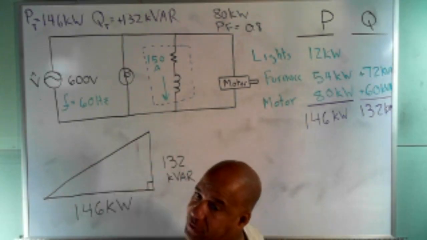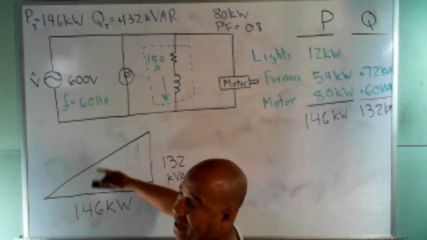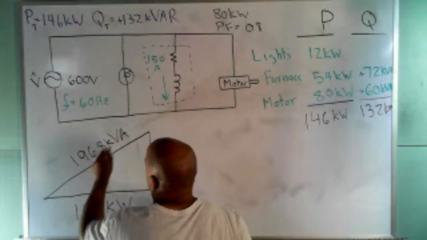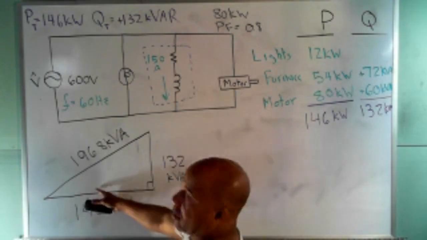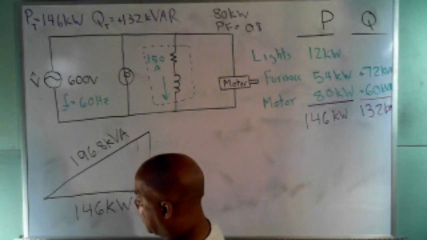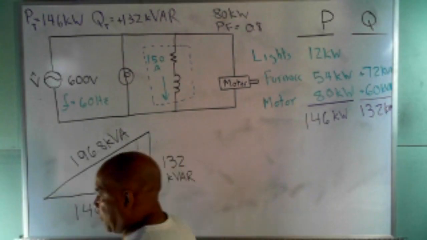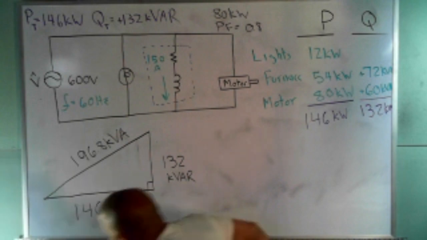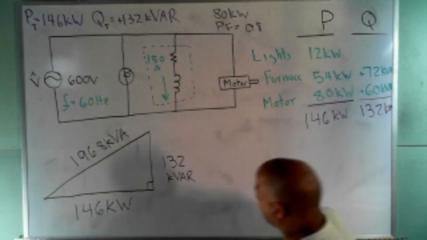Now give me S. We can solve for this side. Go ahead and solve for that side. Let me know what you got. I got 196.8, I guess, kVA. All right. Now what we need is this angle right here. And you can get it. We know all the sides. You can use any trig functions. In electrical engineering, what they usually do, for some reason, they favor the tangent. So we'll go ahead and stick with that.